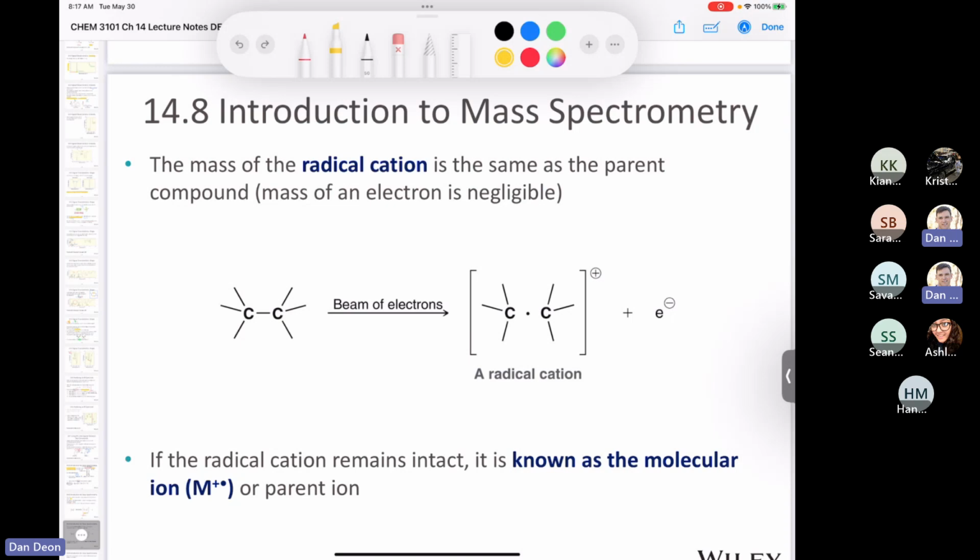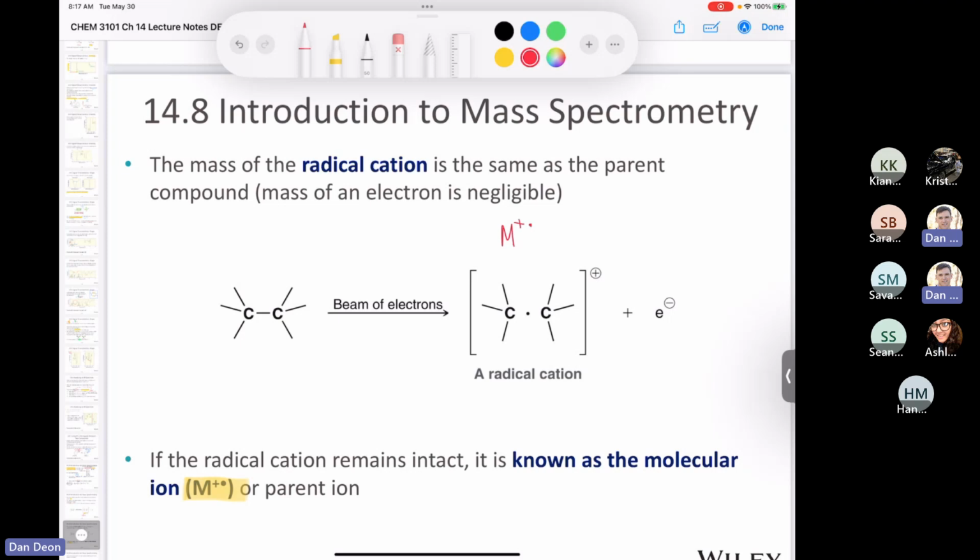So we make our radical cation. The radical cation has the same mass as the parent. And it says here, if the radical cation remains intact, it's known as the molecular ion, and we give it this little symbol here. We give it a capital M, and then we put a plus because it's got a positive charge. It lost an electron. And we put a little dot up here to let the reader know it's a radical cation. It's not a cation like a sodium cation or a potassium cation. This is an organic molecule that just lost one electron, and now it's a radical cation. There you go. So let's move on from there.